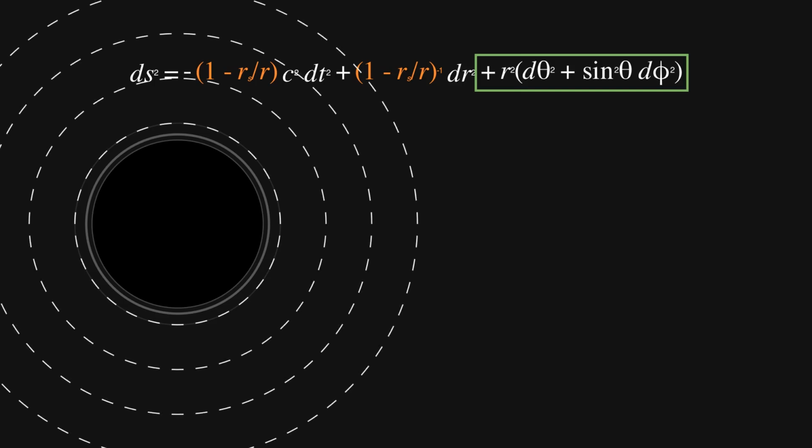And what about the rest of the equation? The angular terms, representing sideways movement around the sphere, are completely untouched. They match flat space exactly. The mass doesn't warp space left to right, it only stretches it inward and outward.